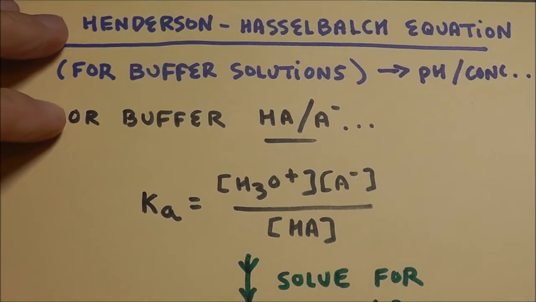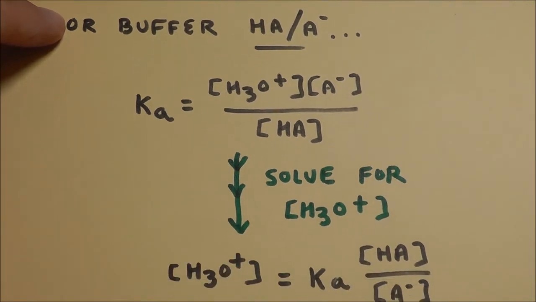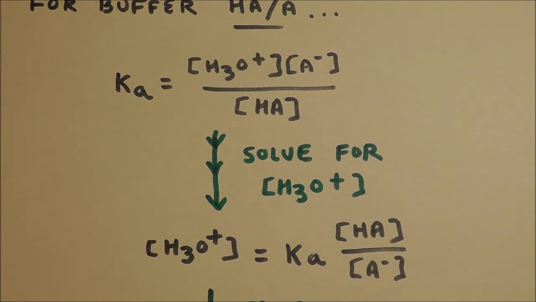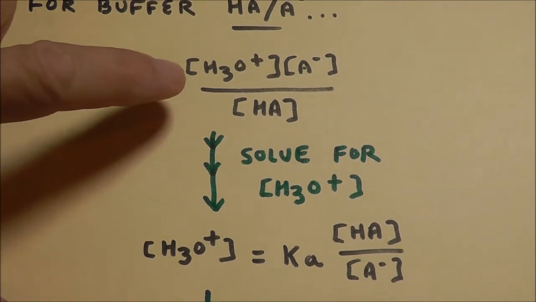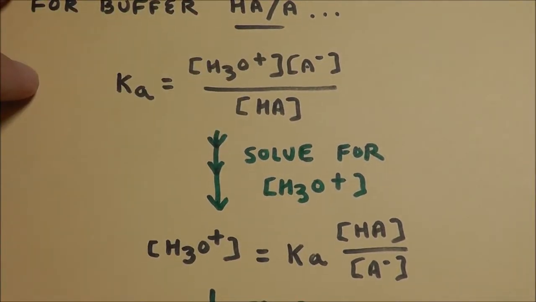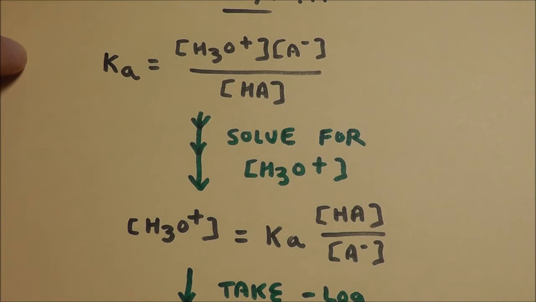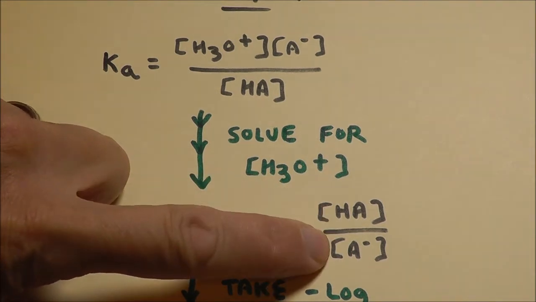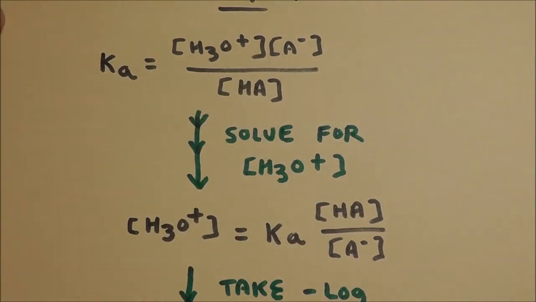So, okay, here's Ka. I'm going to try to go slow, but I don't want to write all this out because it's going to be boring. If I rearrange Ka to get H3O+ by itself, I divide both sides by A minus and multiply both sides by HA, and I get that H3O+ is Ka times HA over A minus. Now HA is just a generic form of the acid, okay? And the A minus is the conjugate base.